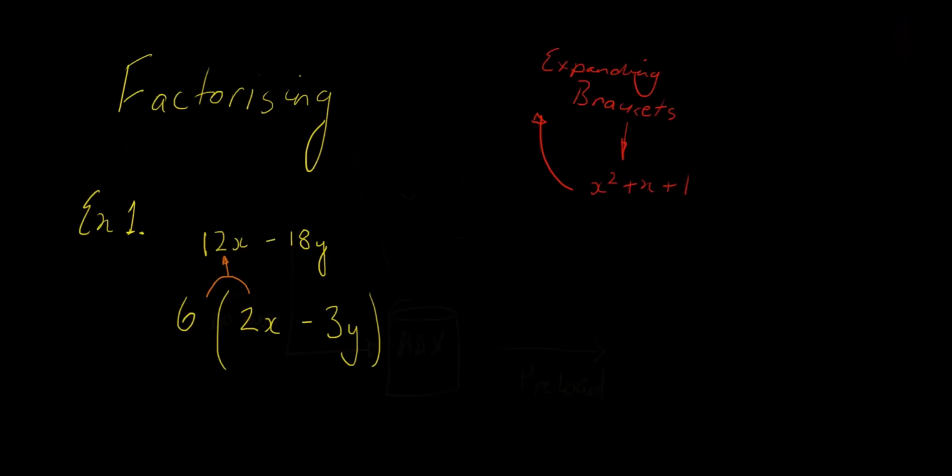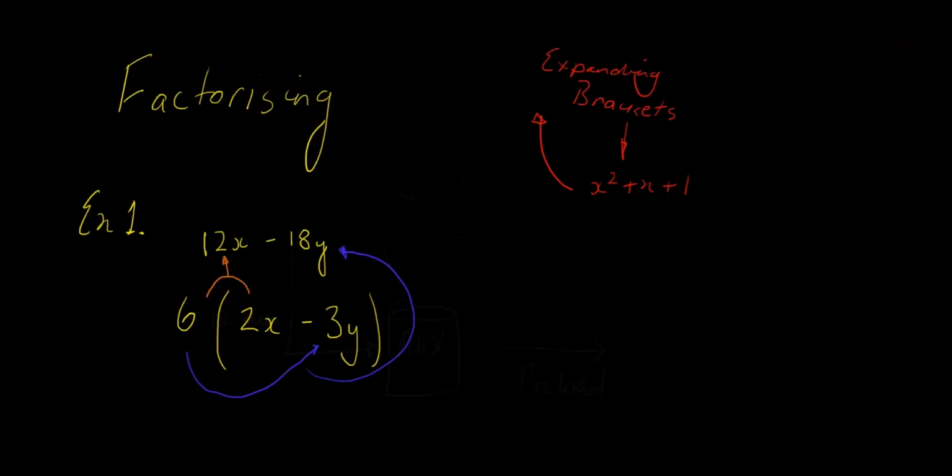And when you do 6 times that, and remember it's a minus 3y here, it gives me that there. That's factorizing. So I've gone from here and I've gone into a bracket. That's very, very simple.